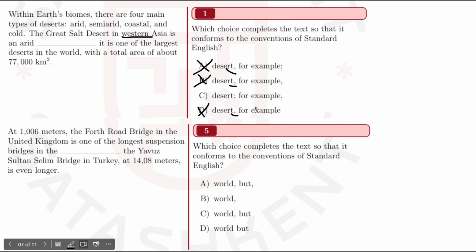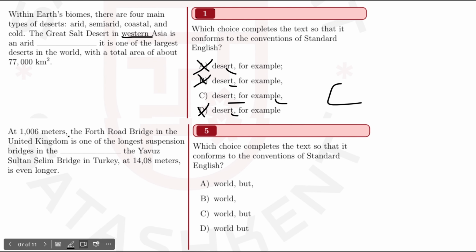"For example" is a transitional expression that introduces additional information. Before a transitional expression connecting two independent clauses, we usually use a semicolon. Also, "for example" must be followed by a comma. So the correct punctuation is: desert; for example, it is one of the largest deserts in the world. The correct answer here is C.